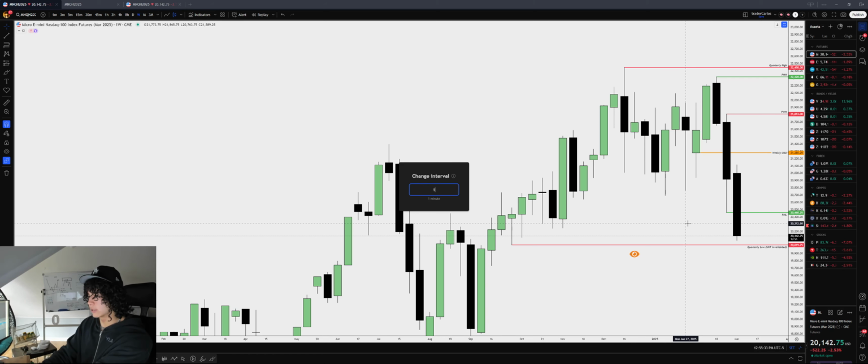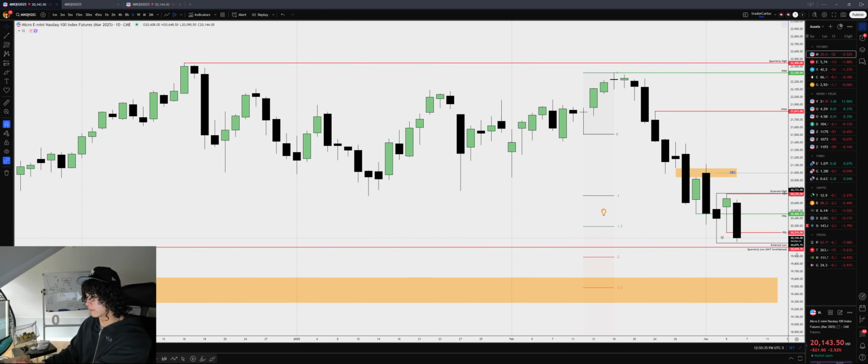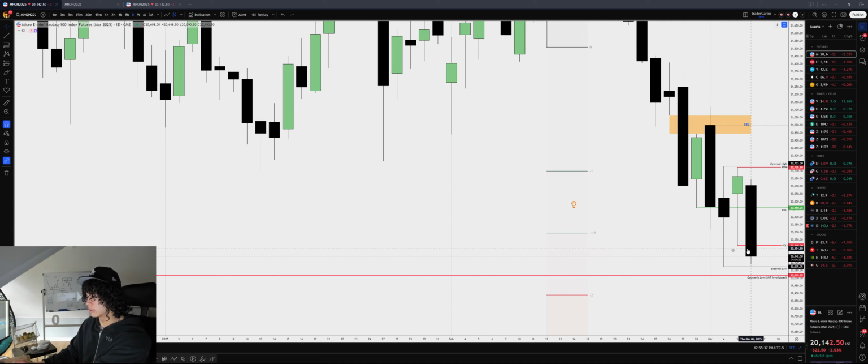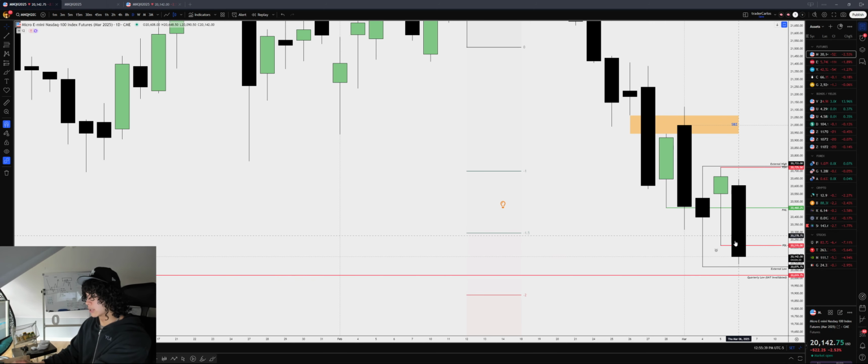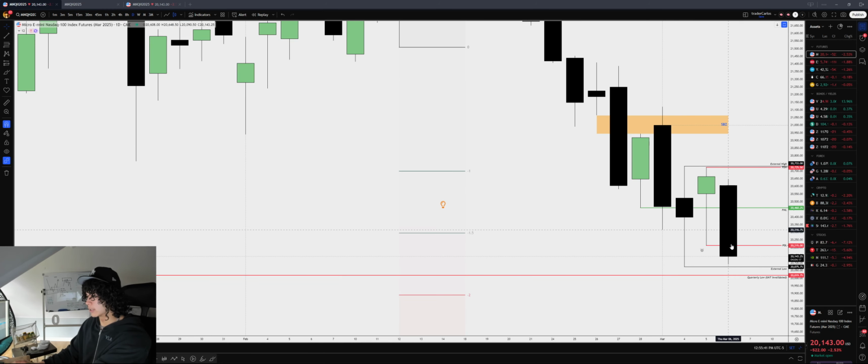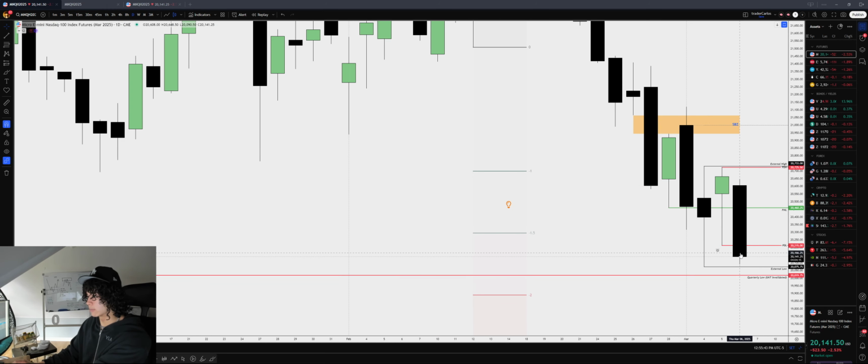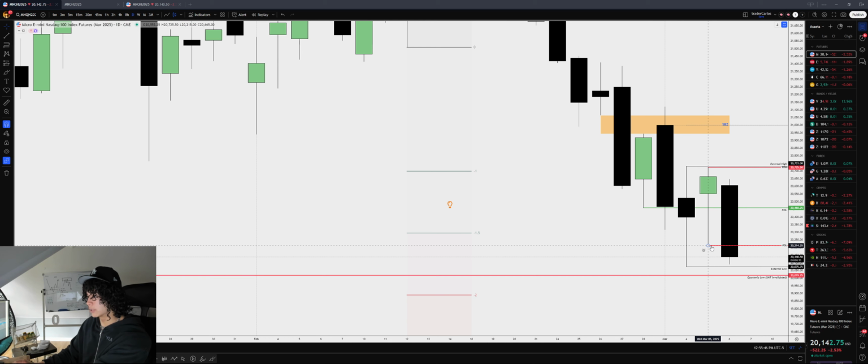Now we have the daily time frame. So daily time frame, we've been stuck inside Tuesday's range. I didn't really expect a lot of volatility to kick in today just because we have NFP tomorrow on Friday, but we do have Peru's day low and Tuesday's low right below us.